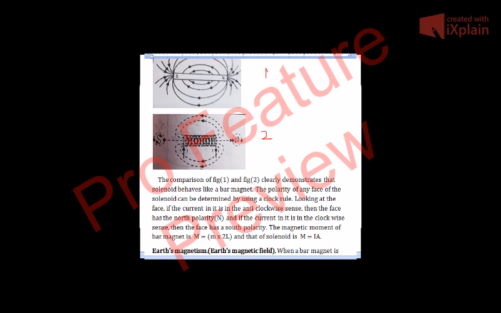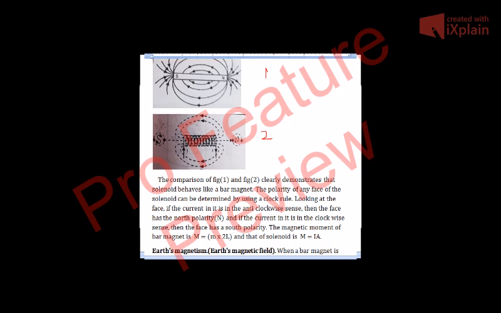Now, what is the north pole of the solenoid? That is given by the clock rule. If the direction of the current in one of the faces of the solenoid is anti-clockwise, as I told you in the last lecture, then that face behaves as a north pole and the other face behaves as a south pole. So here you can see that the right face of the solenoid acts as a north pole, and the left face acts as a south pole. So field lines are almost similar. You can see from the two figures.